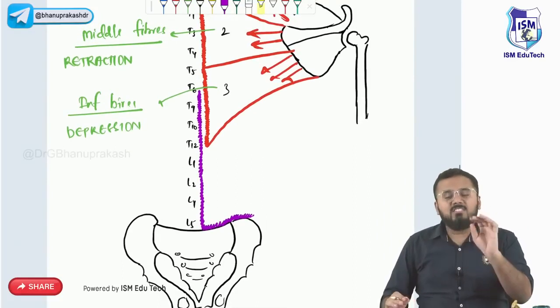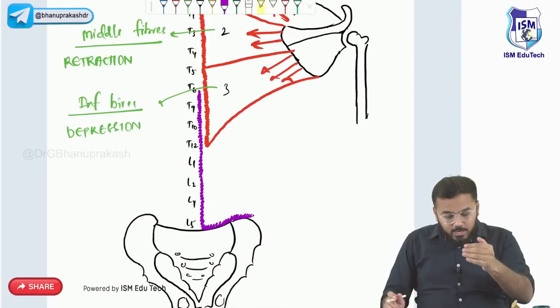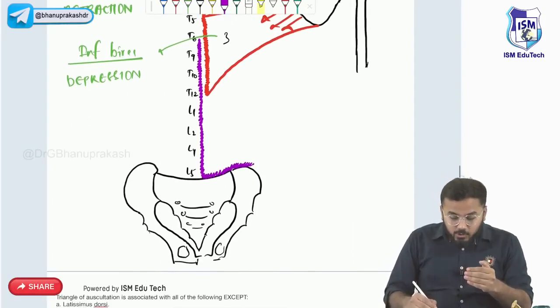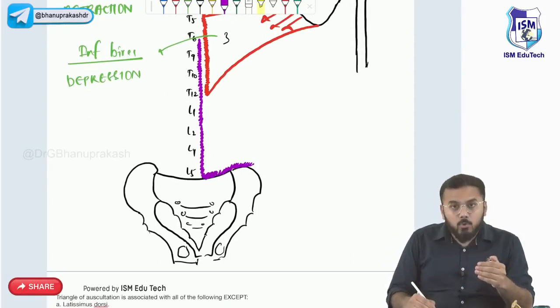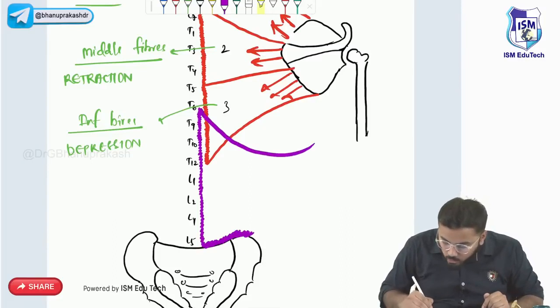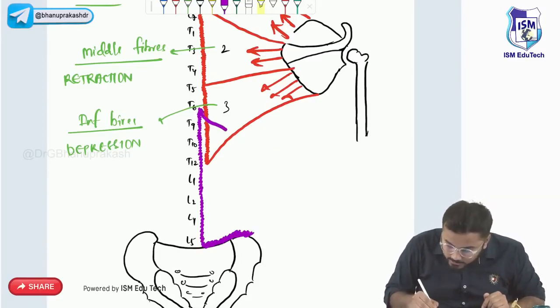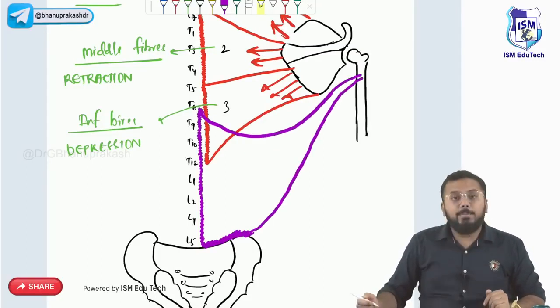Next muscle I'm drawing with the violet color. Look here. This muscle originates from T6, and all the way it comes down. It even covers your sacrum and your iliac crest. And all the way this muscle goes like this. Look here again. This muscle goes all the way and inserts to your bicipital groove.